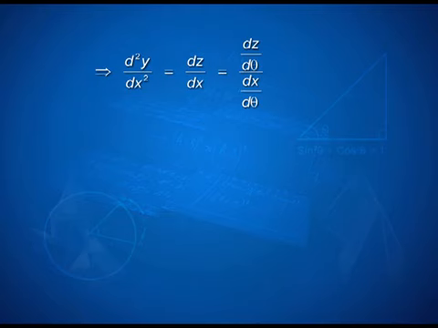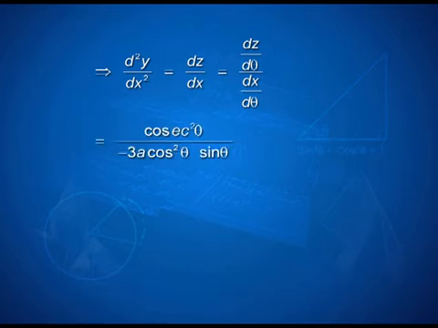Therefore, dz by dx is dz by d theta divided by dx by d theta, using the derivative of parametric functions, which results in cosec square theta, the derivative of minus cot theta, and the derivative of a cos cube theta in the denominator. It simplifies to cosec cube theta divided by negative 3a cos square theta.